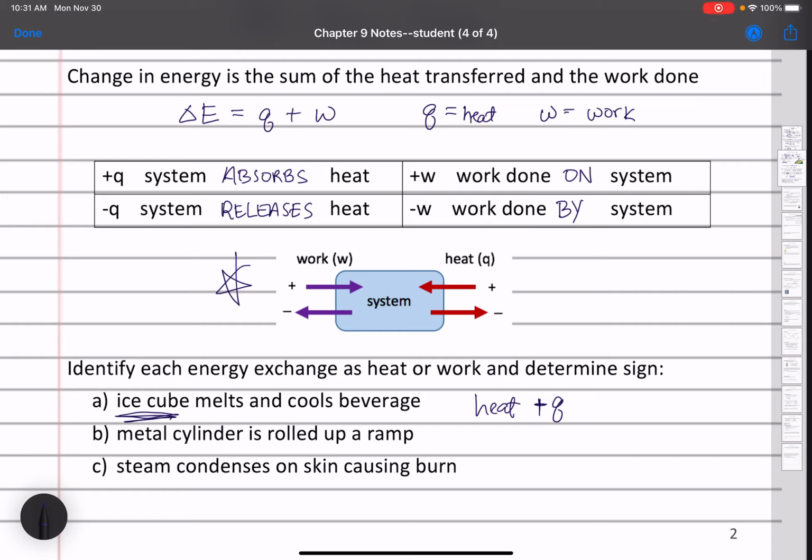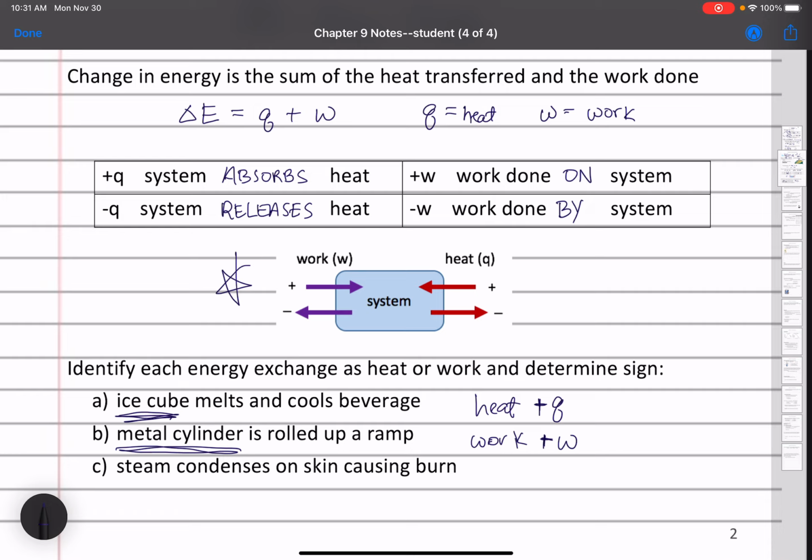Metal cylinder that is rolled up a ramp. All right, so we're moving it, we're pushing it. The metal cylinder is the system, and so work is being done on the system. This is work. Something's moving, rolling, then that's work being done. And since it's being done on the system, then it has a positive sign.